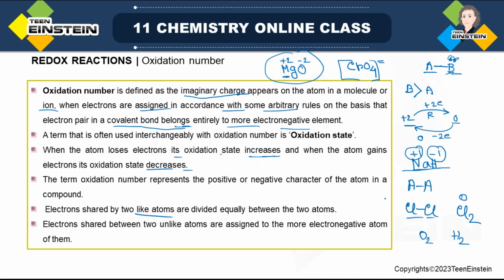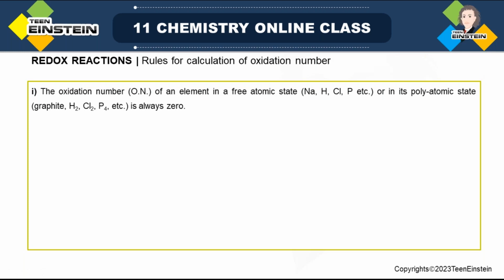Now that depends on that is, once we cover all the rules, this confusion will be clear. Fine. So we will now see the rules one by one. The oxidation number, in short ON, of an element when it is in free atomic state. Free atomic state means simply atoms.